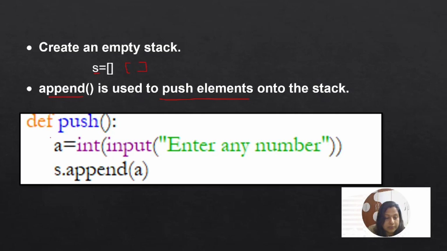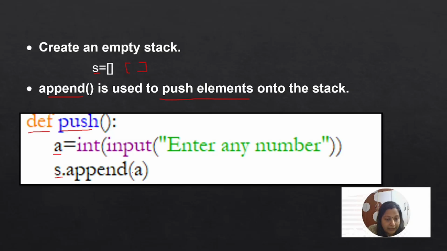So how can you do that? I am creating the function here. What is the keyword? def. By using the def keyword, you create a function. And push is my function name. You have to use normal brackets, and a colon should be there. Whenever the colon comes, in the next line you always have to follow indentation. So I am creating a variable here, a equal to int of input of enter any number. I am going to ask the user to enter an integer number. After that, I am mentioning s. What is the meaning of s? This is the stack. s dot append of a.